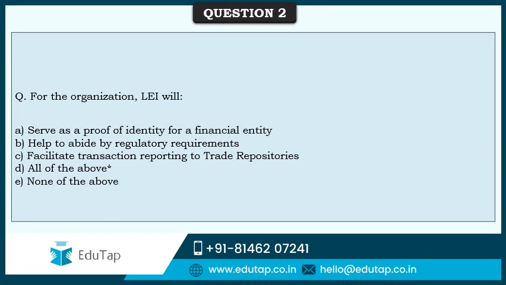Based on the discussion in the previous slide, we can easily answer that this legal entity identifier code serves all these purposes for the organization: proof of identity, abiding by regulatory requirements, and facilitating transaction reporting. So clearly the answer here is option number D.